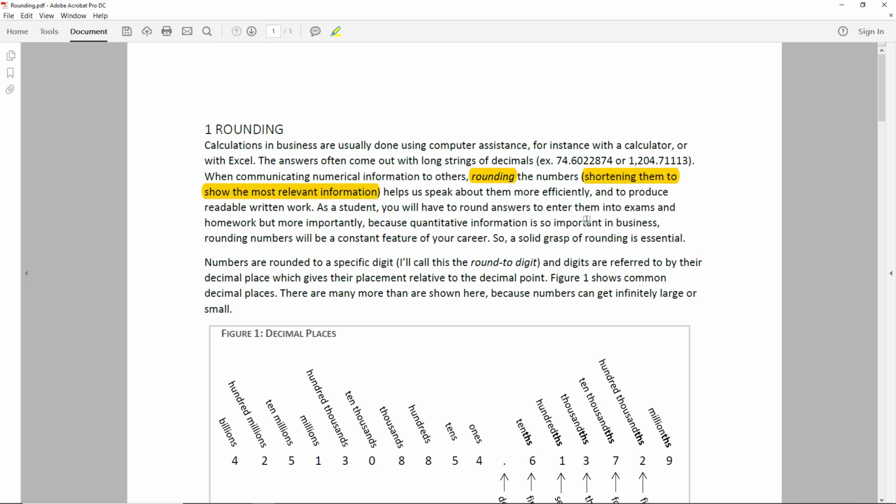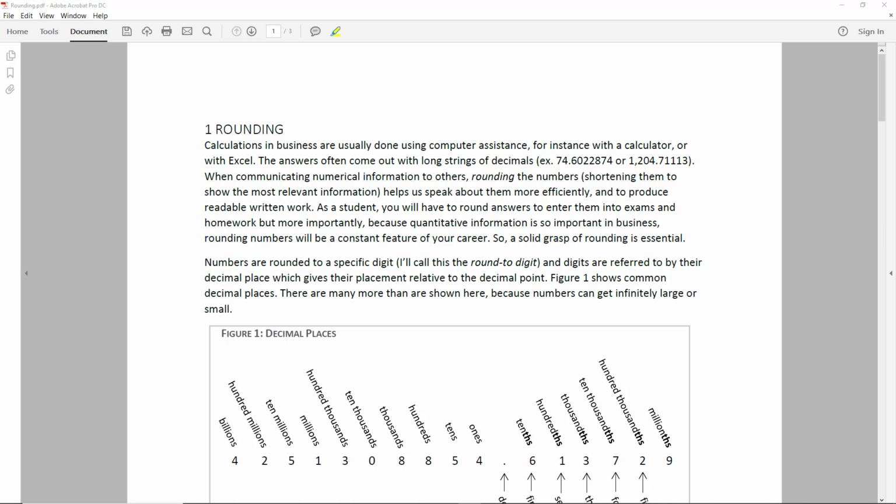So as a student, you're going to be rounding numbers constantly to enter them into exams, into homework programs, into various software. But it's even more important to focus on this because you are going to be rounding numbers all throughout your whole entire business career. So a solid grasp is essential.